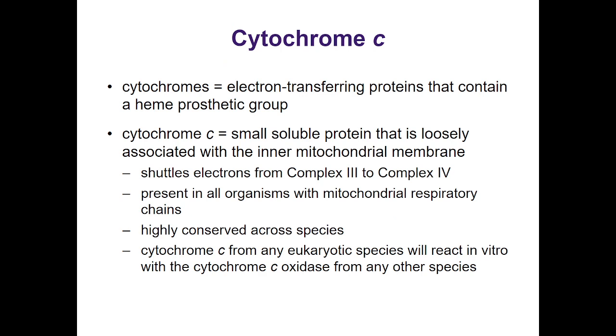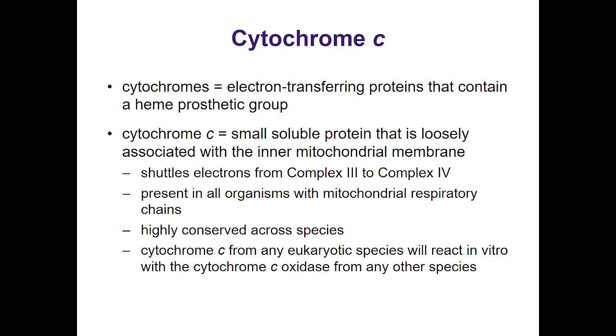Okay, so the cytochromes, they're going to be electron transferring proteins that contain a heme prosthetic group. We're specifically going to be focusing mostly on cytochrome C, though there are actually quite a few cytochromes, okay? You actually saw hints of that in the previous tables and stuff. So the cytochrome C is going to be a small soluble protein that's going to be loosely associated with the inner mitochondrial membrane. It's going to shuttle electrons from complex 3 to complex 4. It's present in all organisms with mitochondrial respiratory chains.